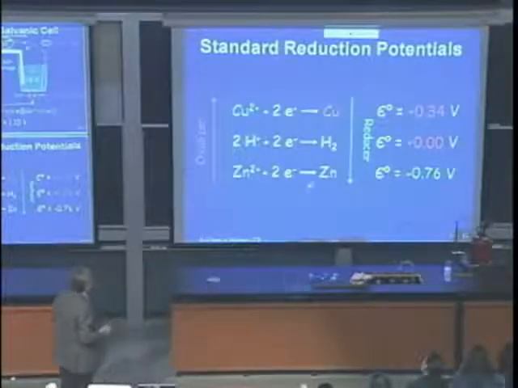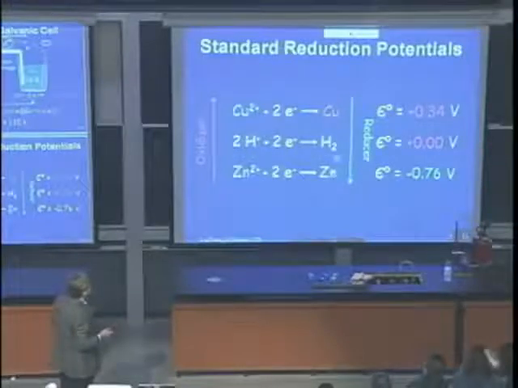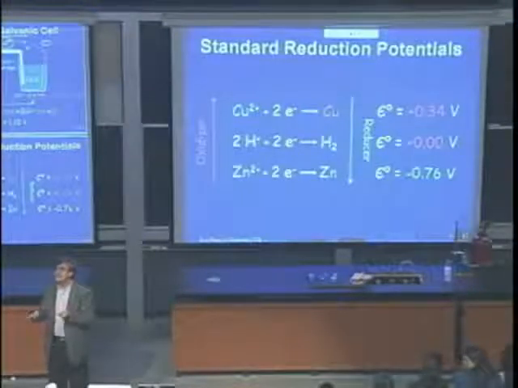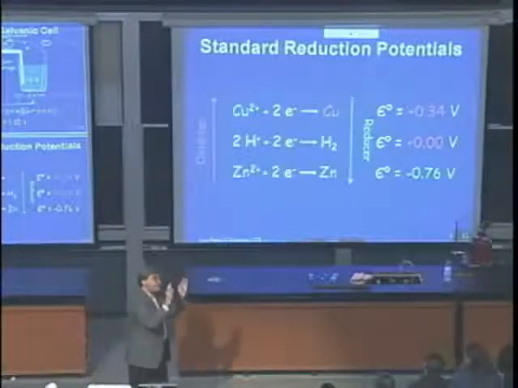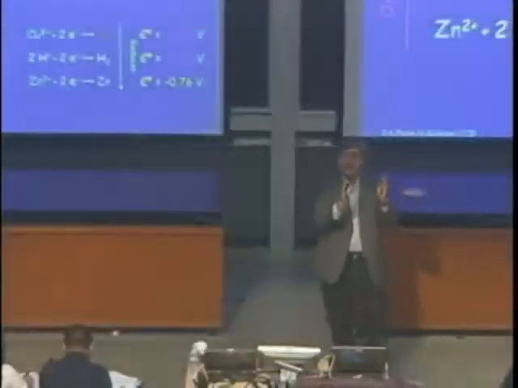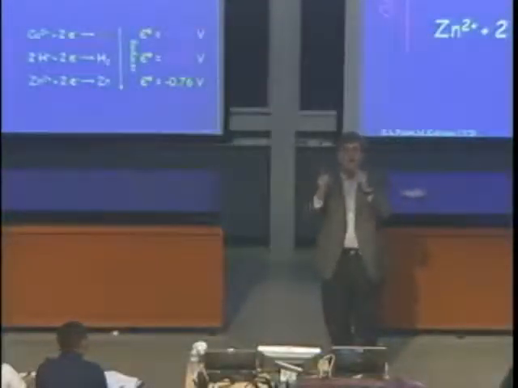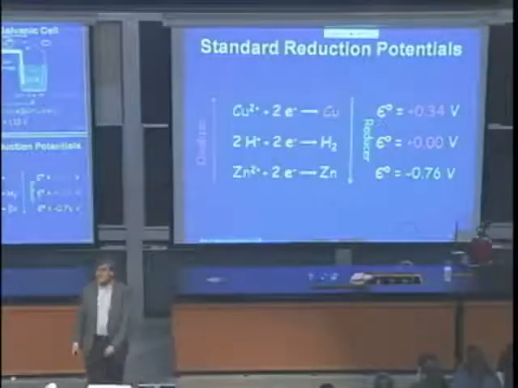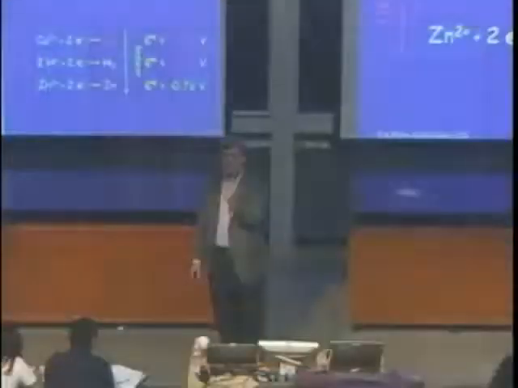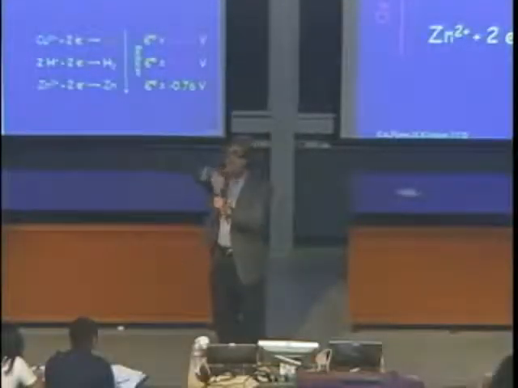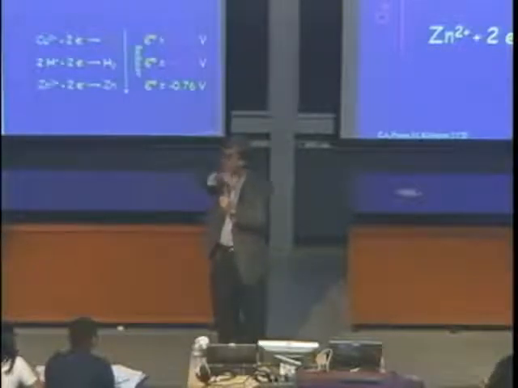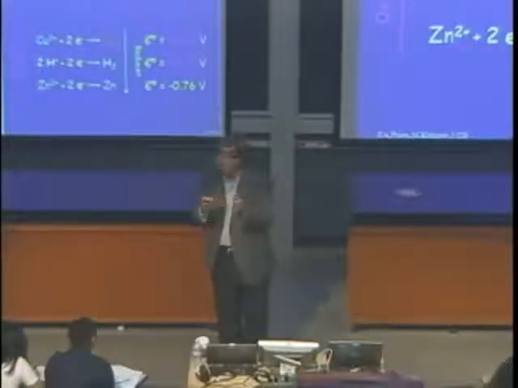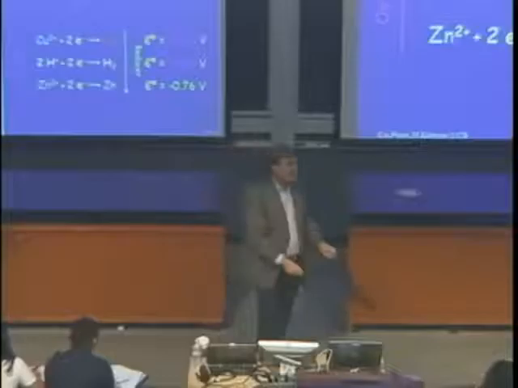You write zinc 2 plus plus 2 electrons gives zinc metal. And then you have a standard system where you measure all these individual half cells. Each cell is called a half cell, and you measure one half cell against a standard hydrogen electrode. A standard hydrogen electrode is a piece of platinum that is flushed with hydrogen, H2 at 1 atmosphere, and that electrode sits in a 1 molar acidic solution. So that would be a standard electrode.